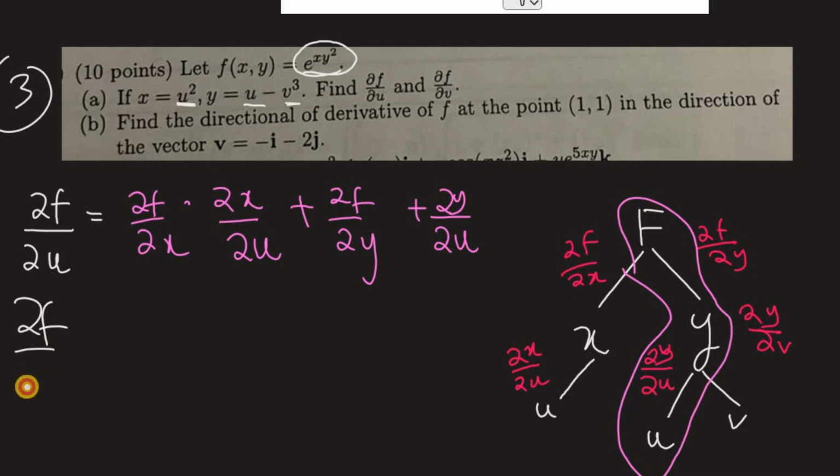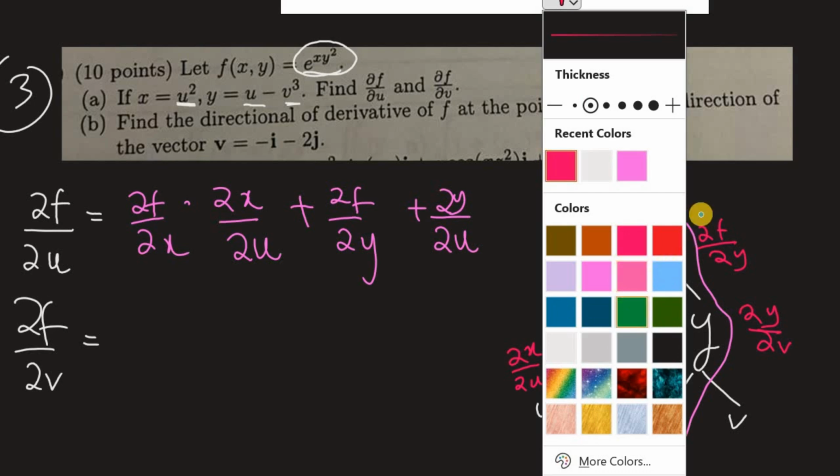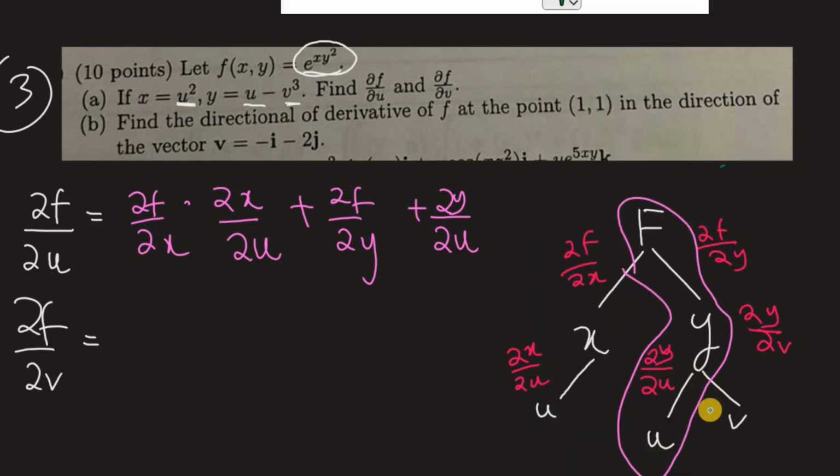And now, how do we find the partial derivative of f with respect to v? Now we need to look at the branches which correspond to the partial derivative with respect to v. So let me take the color green for it. For the partial derivative with respect to v, there's only one branch, which is over here. If you see it carefully, only one branch.